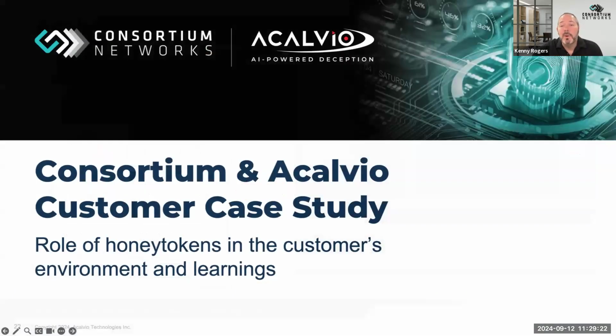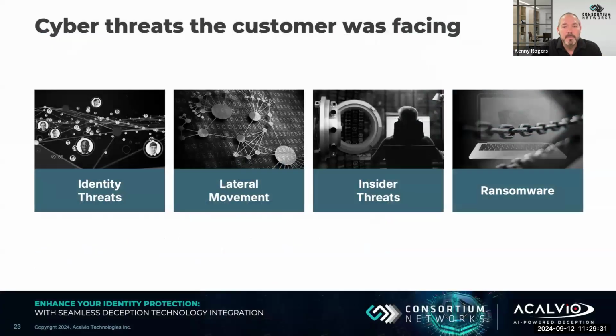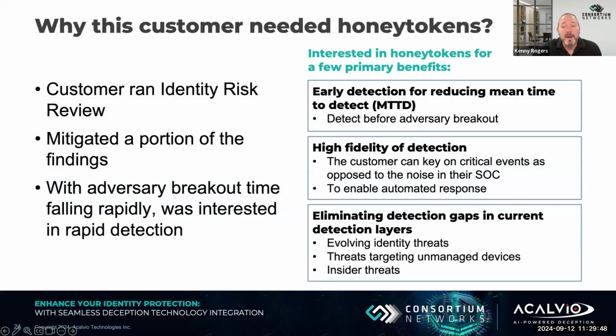Next up, I'd like to review a recent case study for one of our customers, who is a large healthcare provider. Let's dive into the role that Honey tokens played for them. The customer faced numerous threats, including identity, lateral movement, insider threats, and ransomware. They reached out to their cyber concierge at Consortium Networks for help addressing these threats. The customer was interested in reducing their mean time to detect, sought high fidelity detections, and wanted to eliminate gaps in current detection layers. Within hours, we conducted an identity security risk review at no cost while mitigating some of the findings.